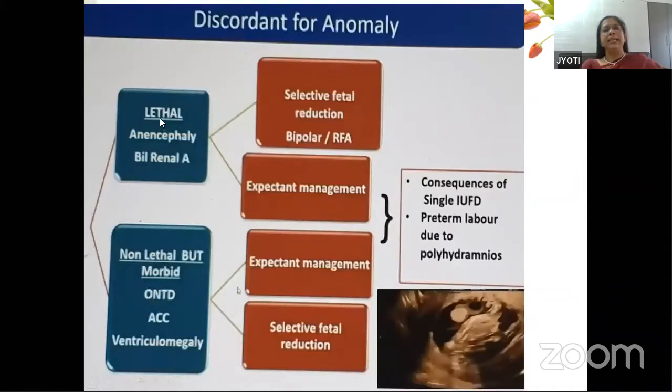As I said, the lethal problems can be anencephaly, bilateral renal agenesis. The non-lethal can be open neural tube defect, agenesis of corpus callosum, ventriculomegaly. Whatever the anomaly, you can either go for a selective fetal reduction or an expectant management. But when you're doing an expectant management, you have to think that there is a consequence of single fetal demise, there is a chance of preterm labor and polyhydramnios. So the patient should be counseled accordingly.